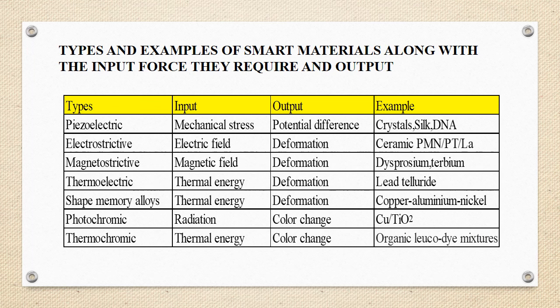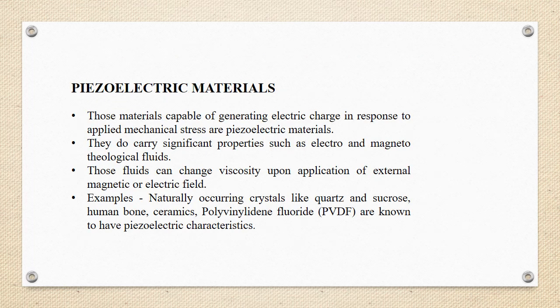Here we saw that if we provide any input as external energy, then we find the output as a change in structure, size, colors, potential differences, etc. Here we can show in a table the examples of these types of smart materials. Next, we define piezoelectric materials. Those materials capable of generating electric charge in response to applied mechanical stresses are piezoelectric materials. As we saw in the previous slides, the input is mechanical stresses and output is potential difference.